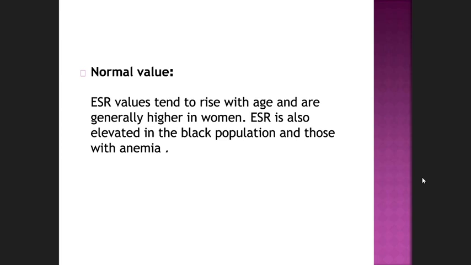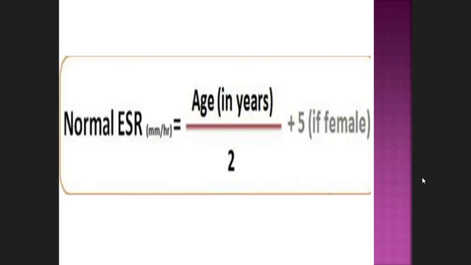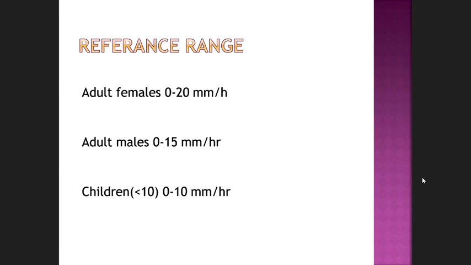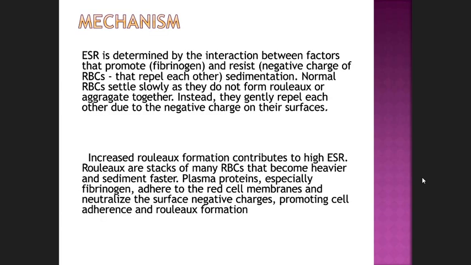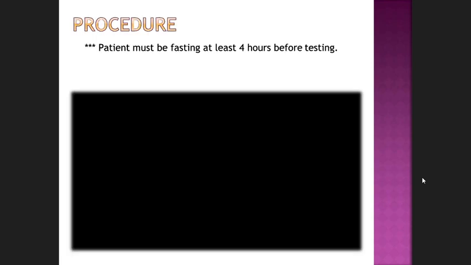Okay, good Devesh. This is a formula. I don't know if I'm very good at this formula, but this is for theoretical purposes. We can just look at it. This was the adult female, 0 to 20 millimeter per hour. We have already discussed the mechanism of ESR, which Devesh, Gaurav and Bhavya all told, and the procedure.